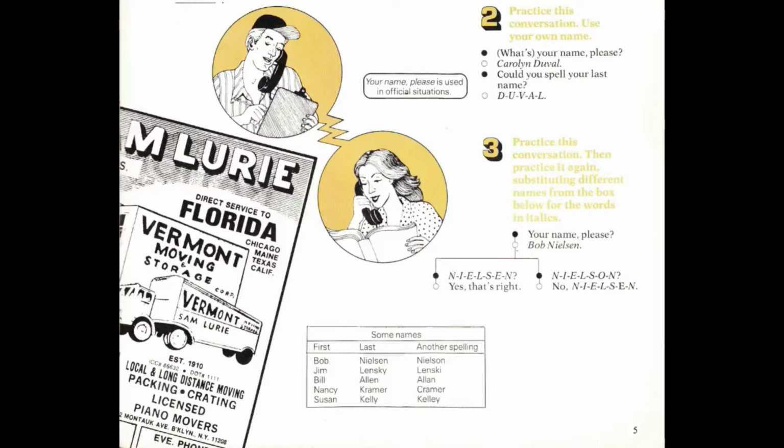Now, exercise 3. It says, your name please, Bob Nielsen, Nielsen. Yes, that's right, because in the box we can see it like that, written like that. But on the other side, your name please, Bob Nielsen, Nielson? No, Nielsen. So, where does this name come from? Nielson? From the box on the right side. Another spelling. Another spelling is the one which is not correct, which is not this person's name. So, here there are different names, so we can use them one by one and we can practice them in the same way.